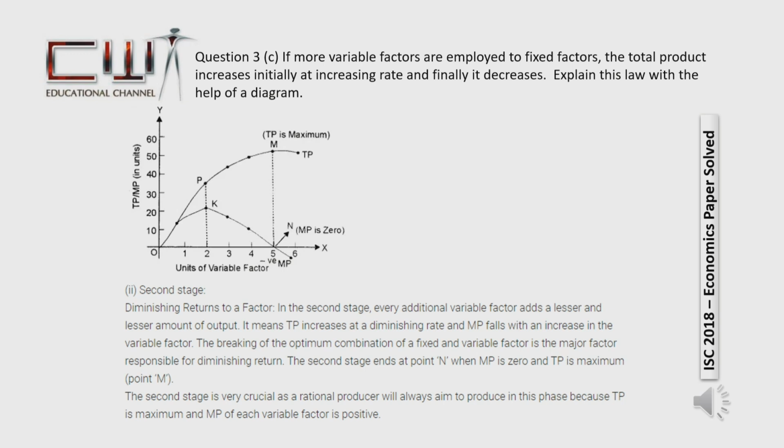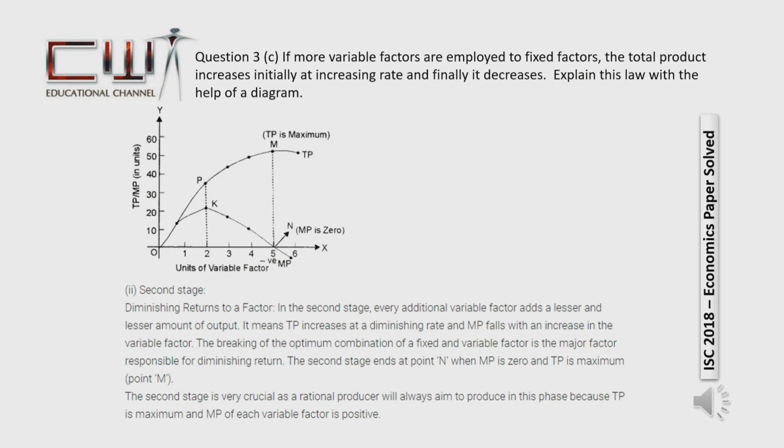Now in the second stage, which we also call the diminishing returns to a factor, every additional variable factor adds a lesser and lesser amount of output. It means total product increases at a diminishing rate and marginal product falls with an increase in the variable factor. The breaking of the optimum combination of fixed and variable factor is the major factor responsible for diminishing returns. The second stage ends at point N when MP is 0 and TP is maximum, that is at point M.